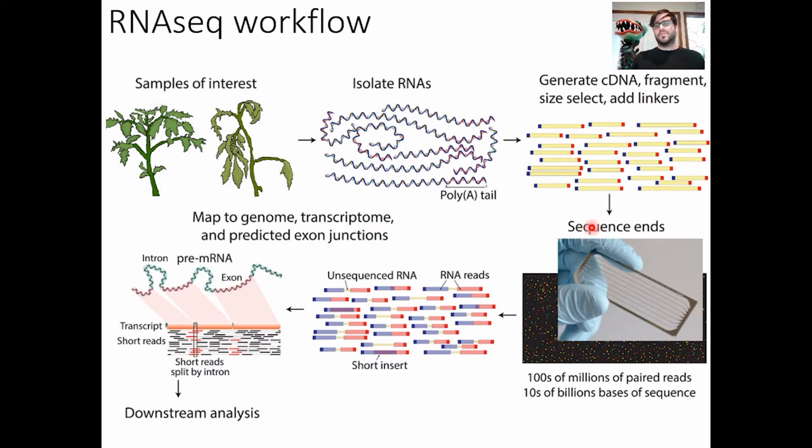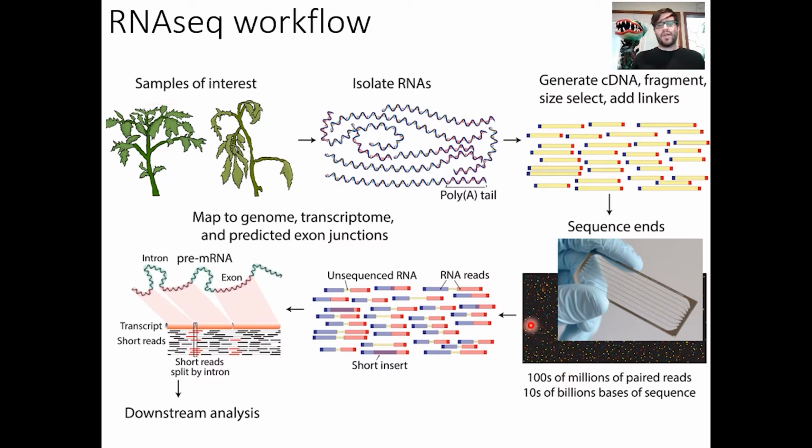We then take these sequence fragments, we amplify them, and we'll talk about this in a little bit, on this Illumina flow cell here, and then we sequence hundreds of millions or billions of individual reads that accumulate into tens of billions of base pairs.